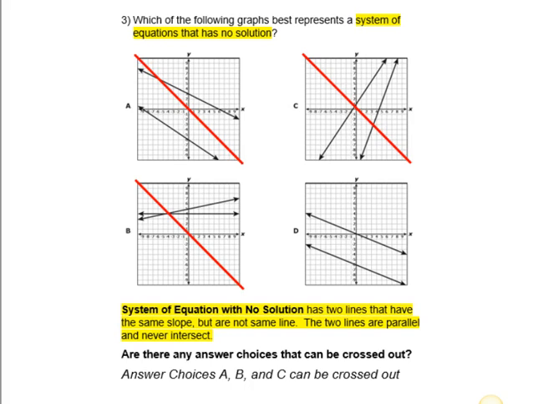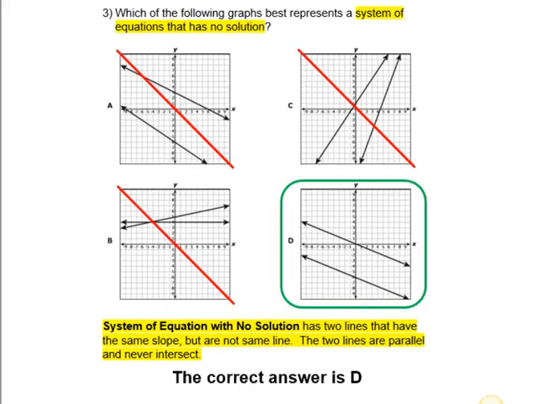And for C, the same thing. Even though the lines aren't intersecting yet, if they continue on, they will, and it does not look like they have the same slope. So we again can cross out A, B, and C. Those answers are incorrect. So our correct answer is D.